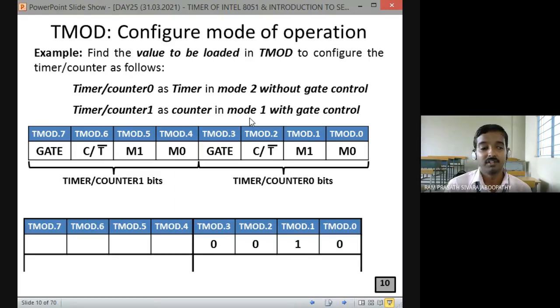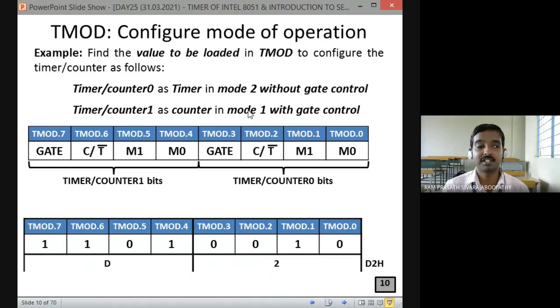So 1101. How 1101? I need gate control. I'm going to configure it as counter. So C here must be 1. M1, M0, mode 1, that means 0, 1. Fine. What about the 8-bit data now? D2H. So this value must be loaded into your Tmod register. With the value you load, configuration of timer or counter 0 and 1 can be done. That's all. Is it clear up to this?